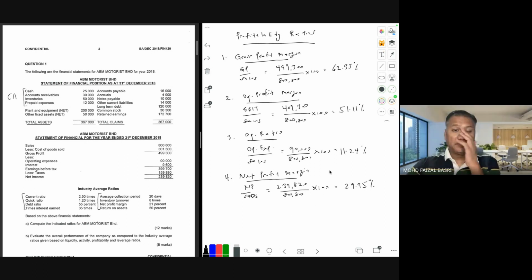Okay, 29.95%. So untuk net profit margin, we can compare because they give us the industry average of 21%. Okay, so dalam case ni, net profit margin of the company, ABM or Trees, is much better lah as compared to the industry average. Sebab ratio dia lagi tinggi, almost 30%. You can say the net profit margin of ABM or Trees is better than the industry average, which indicates that the company can generate higher net profit from the sales figure of the company.